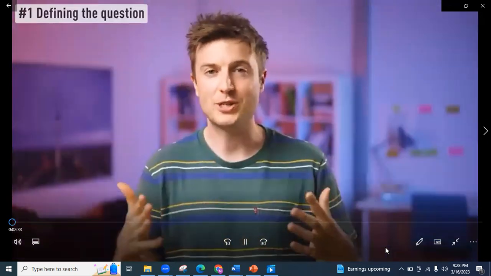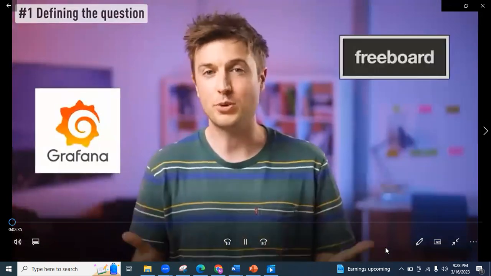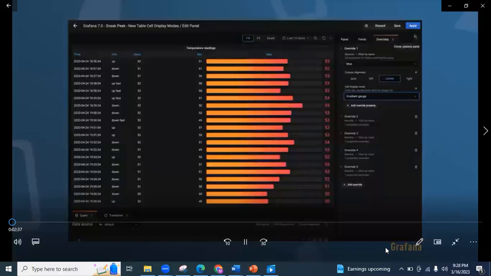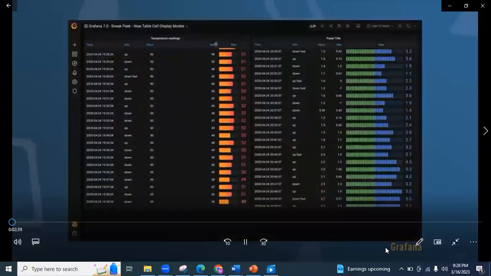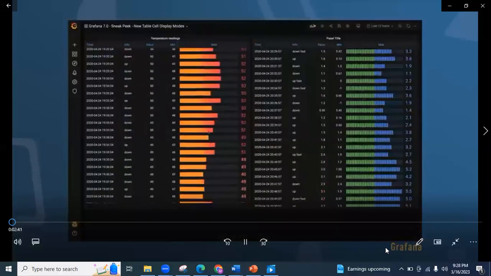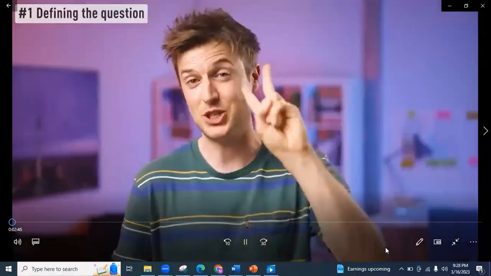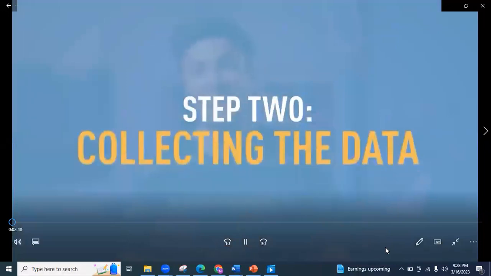Tools like Databox and Dasheroo. There's also free open source software like Grafana, Freeboard, and Dash Builder. These are fantastic for producing simple dashboards, both at the beginning and at the end of the data analysis process. So that was step 1, defining the objective. On to step 2, collecting the data.